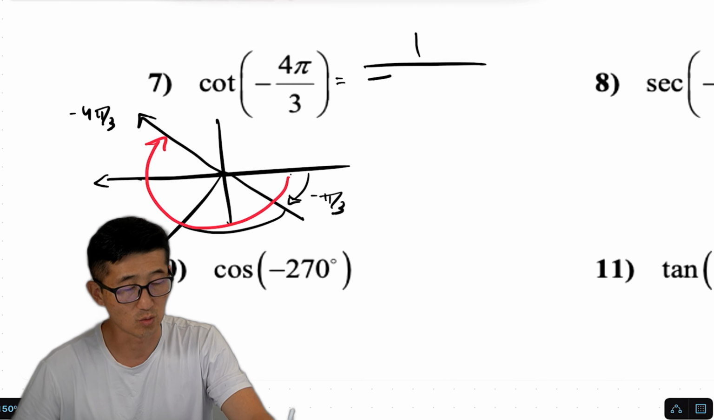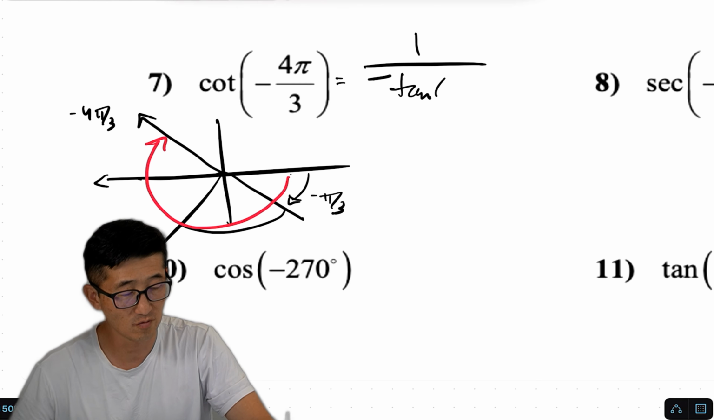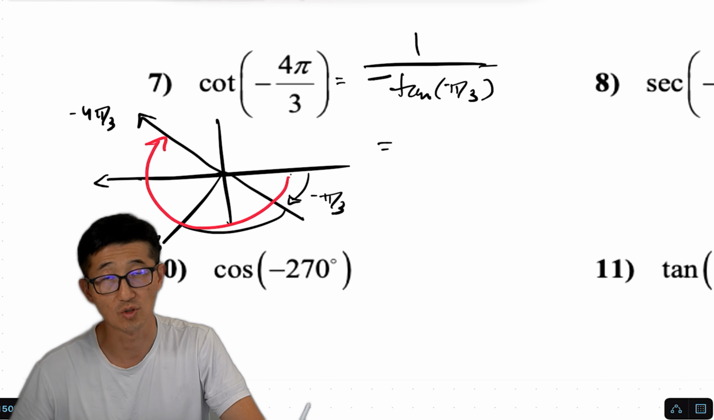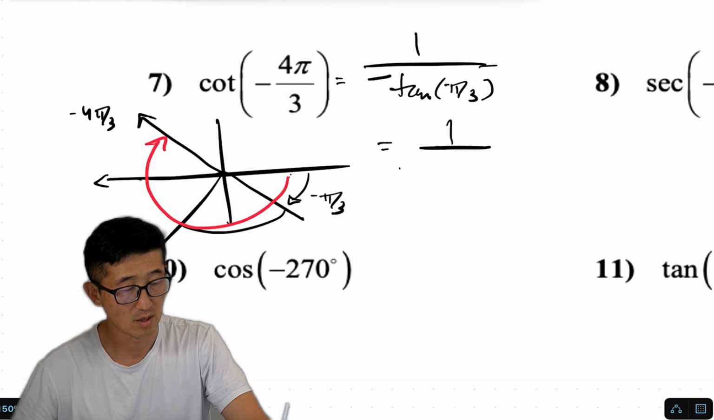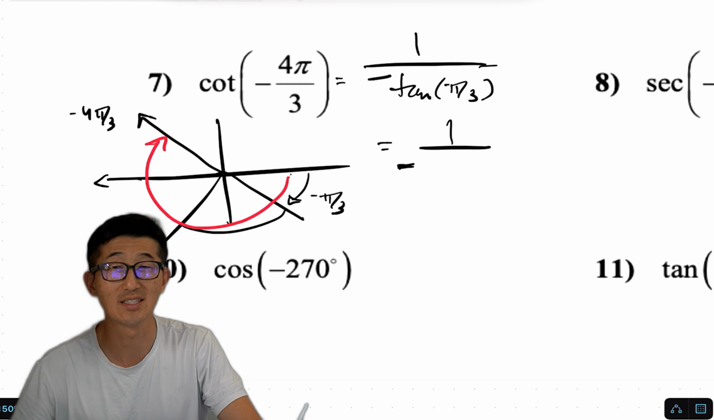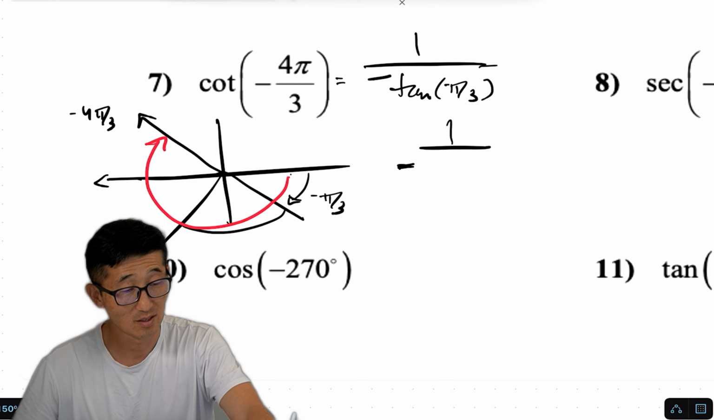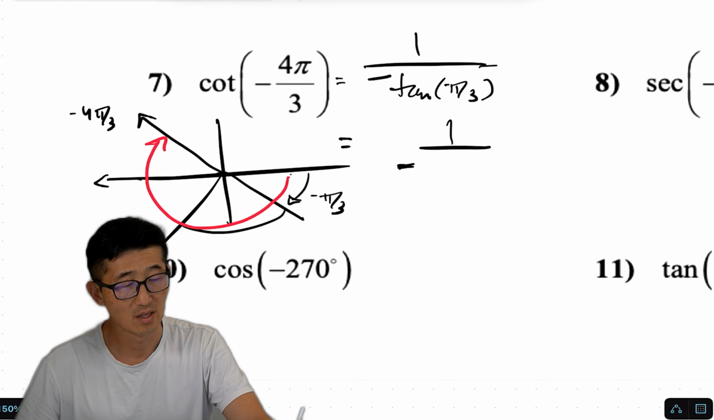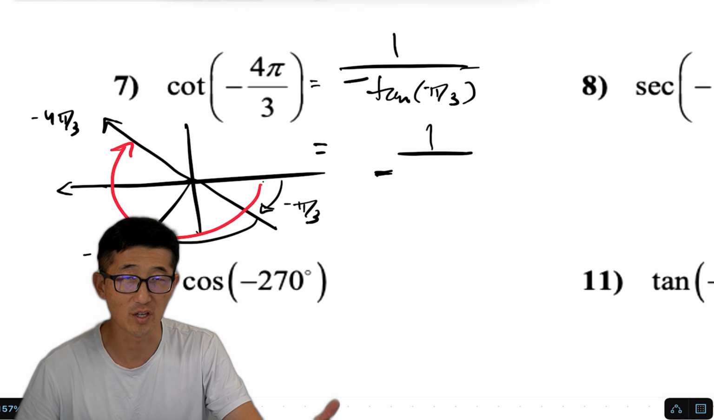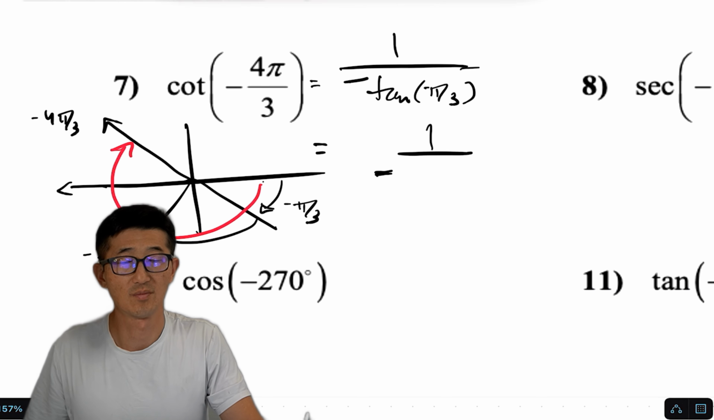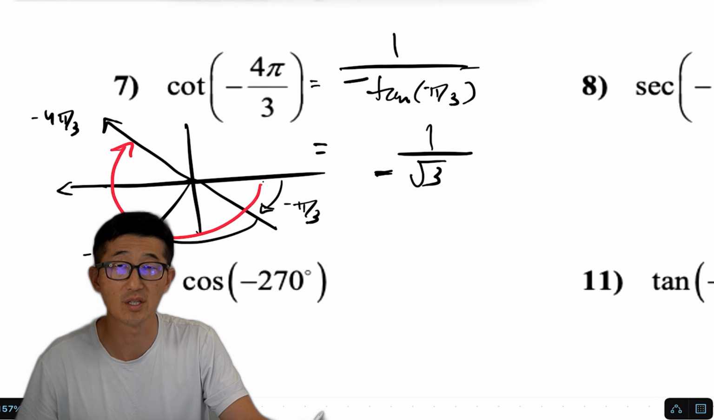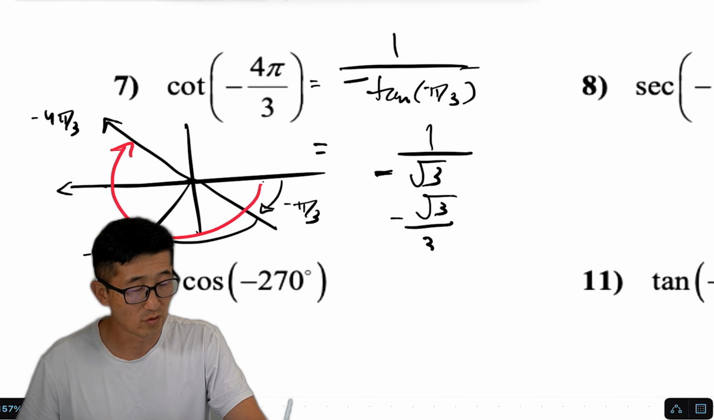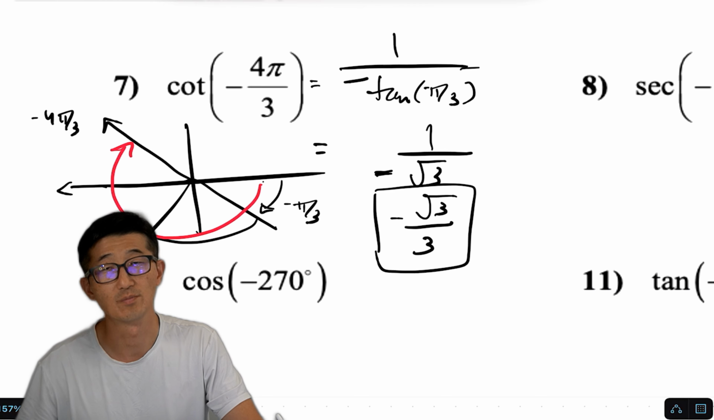And then here, I'll just go like this: 1 over negative tangent of pi over 3. Is it positive 2 pi over 3? No, it's not. Why is it positive? It's negative. We just said it's going to be negative. What's tangent pi over 3 in our chart? Radical 3. There you go. But with the negative, it will be negative rad 3. If you simplify it, it's negative rad 3 over 3.